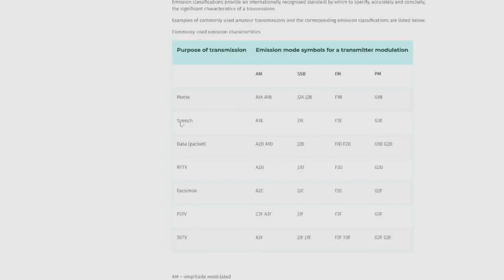Speech, I don't know why they put speech in there, because it's really telephony or speech telephony. In other words, voice. If you're transmitting on voice and you're transmitting on single sideband, the code for that will be J3E. Speech is J3E. Speech or voice on FM is F3E.